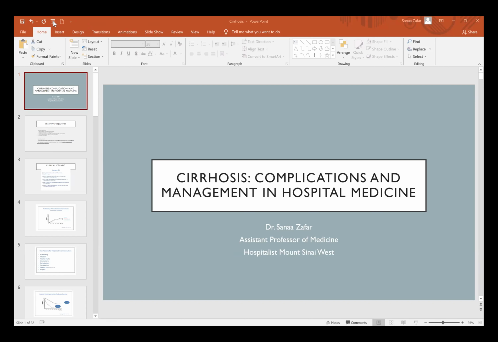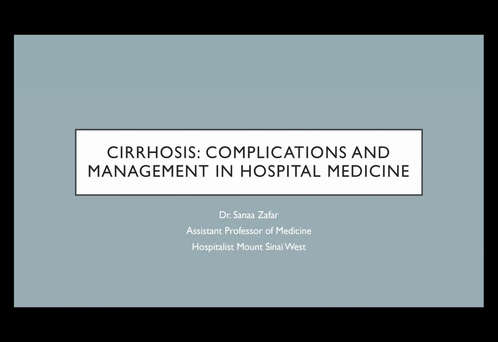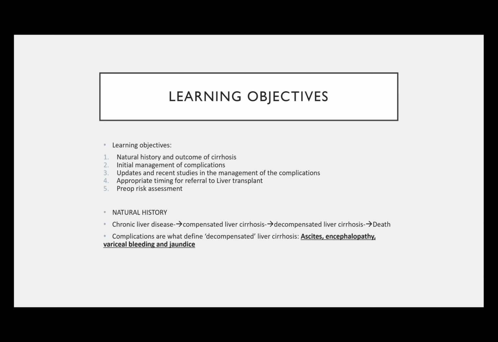Okay, so the things we're going to go through overall is what's the natural course of patients that are diagnosed with cirrhosis, and how we want to manage those initially. And then just some updates, and we're probably going to go over those as we go along with each specific complication that we talk about.